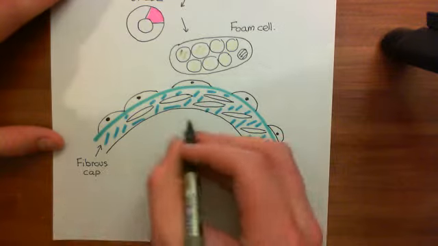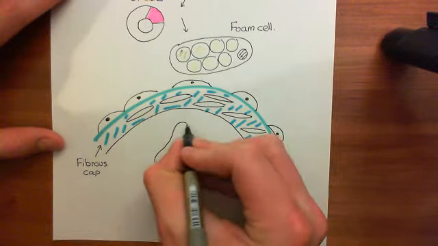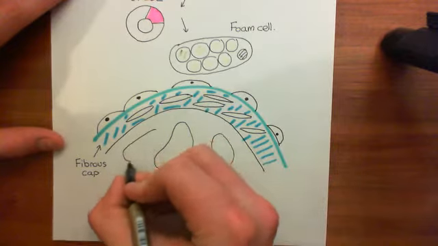Okay, and then underneath that, what do we have? We have these huge droplets of cholesterol known as the cholesterol crystals. Okay, so here's a cholesterol crystal.